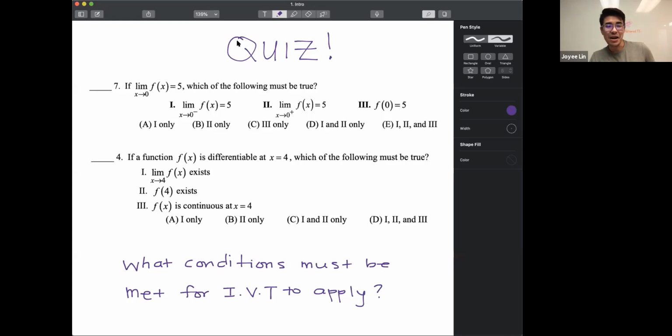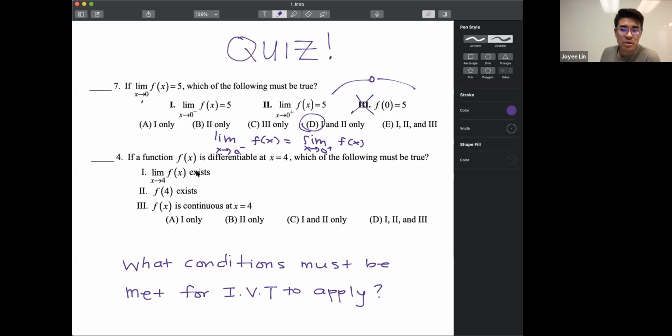Okay. So number 1, if the limit does indeed exist, then that means the limit from the left-hand side is equal to the limit from the right-hand side, right? So the limit of this is equal to this limit as x approaches 0 plus of f of x, right? But we do not know if the point exists, right? So a perfect example would be a removable discontinuity. So for number 1, the answer is D, only 1 and 2 are true.